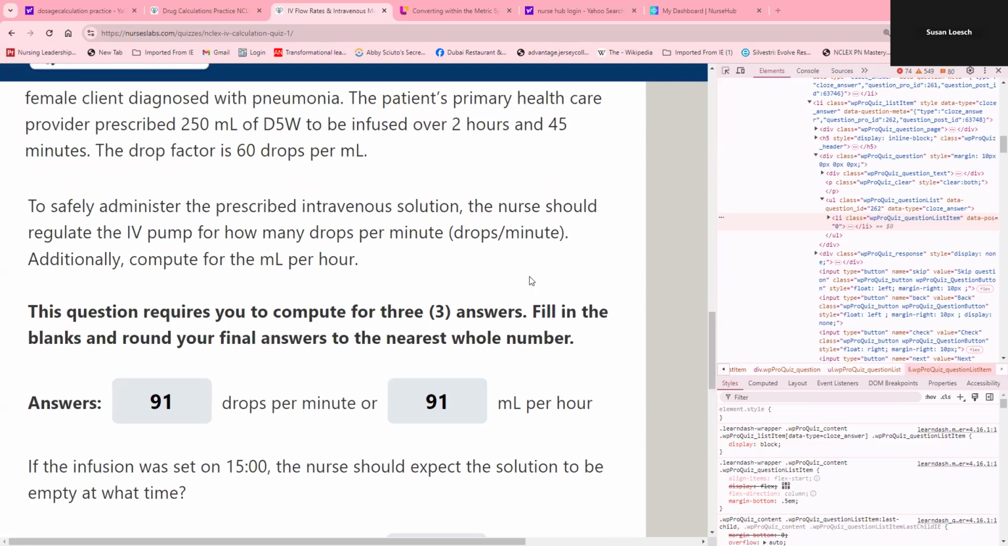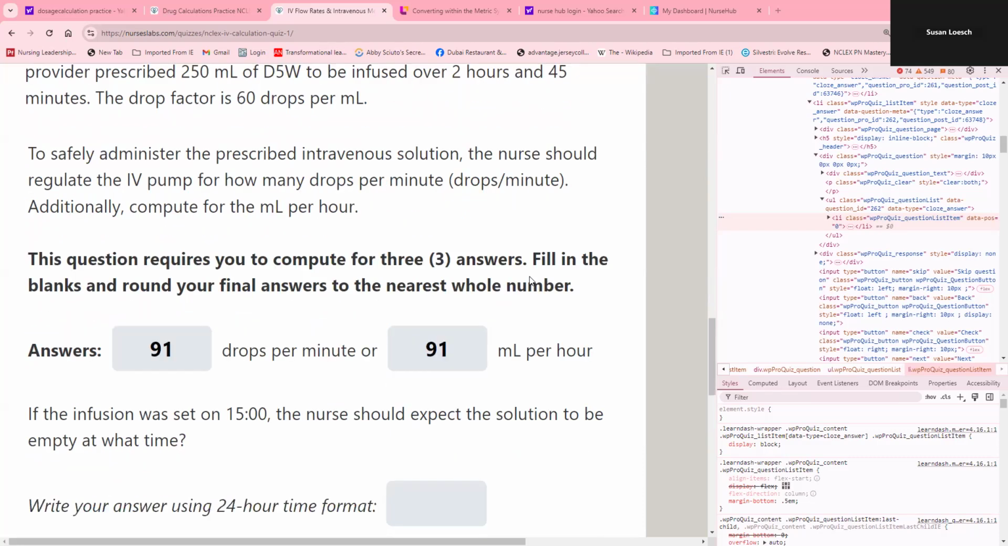All right. We have 250 mLs. So now you have to take your 250 mLs and divide it by your rate per hour. So 250 divided by your 91, because that's what we just calculated as the rate per hour, right? Yes. That gives you 2.74 hours that this infusion is going to run. Okay. So I would round that to 2.7 hours it's going to run.